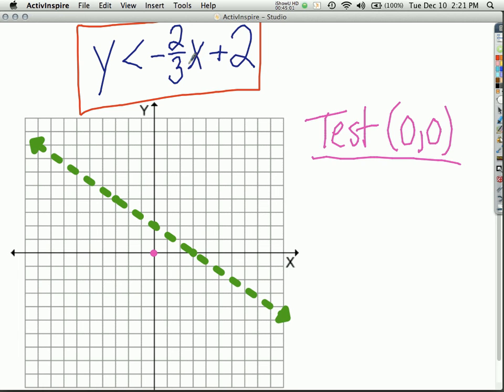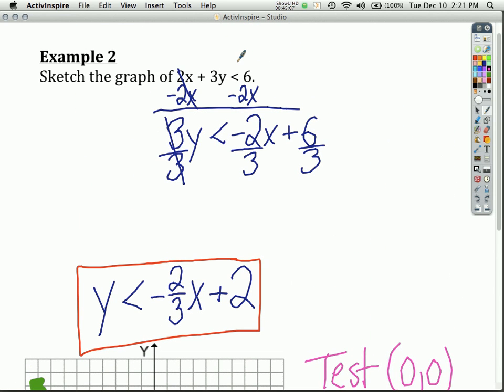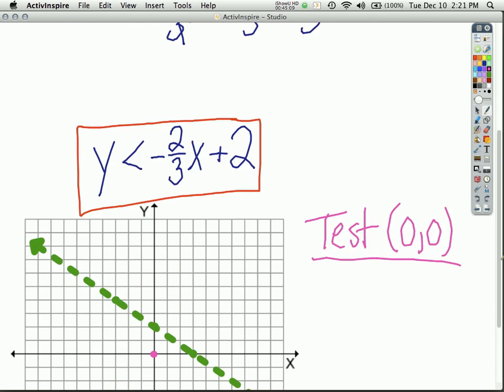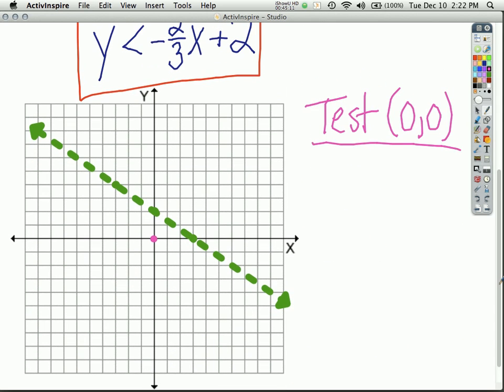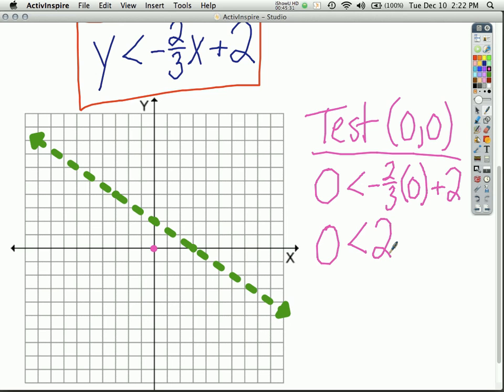We plug 0, 0 into here, or if you wanted to, you could plug it into the original inequality up here. Either way, you will figure out the correct answer. But I'm just going to plug it in here because I have it. So 0 less than negative 2/3 times 0 plus 2. So I simplify and I get the statement 0 is less than 2.